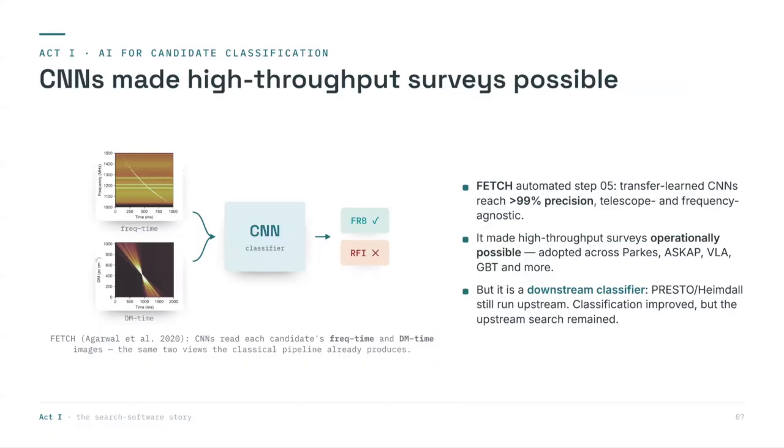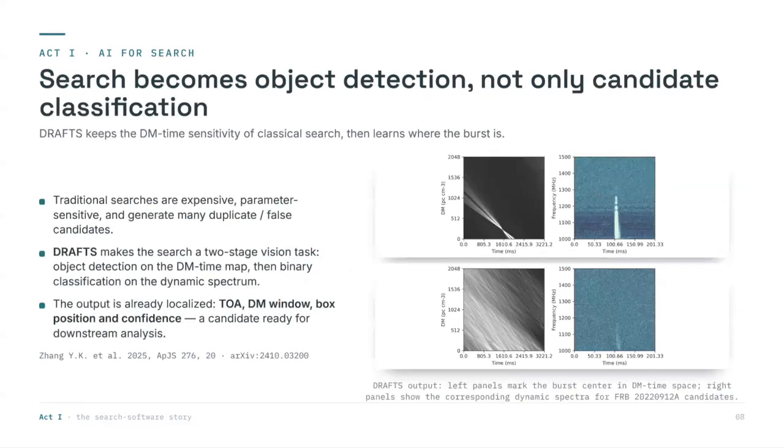But this is just a plugin after the classical pipeline. PRESTO or Heimdall still has to run first to generate the candidate image. And earlier missed signals are still missed. So this motivates a more end-to-end solution.